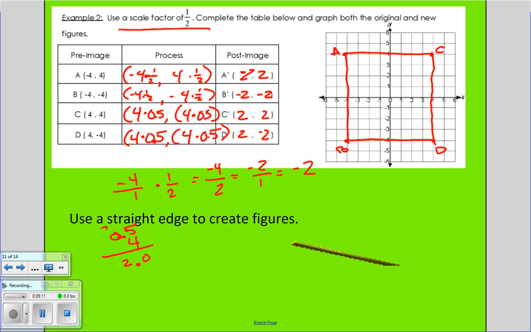All right, now we're going to graph the post image. So -2, +2 for letter A, A prime. B prime is at -2, -2. C prime, +2, +2, and D prime, +2, -2. Notice how our new image, the post image, is half the size of the original. The side length is half the size. So this had a side length of 8, and this has a side length of 4. It's half the size.